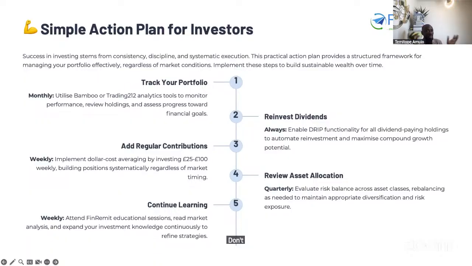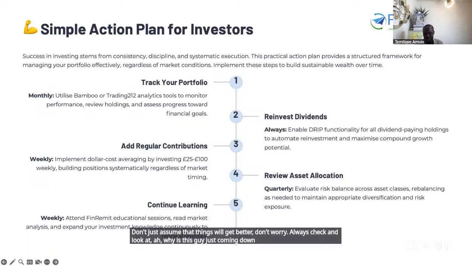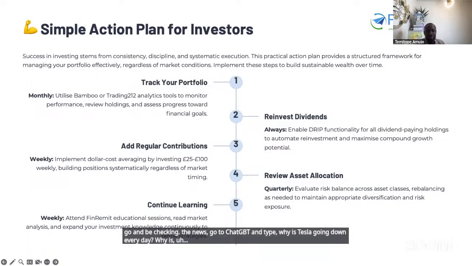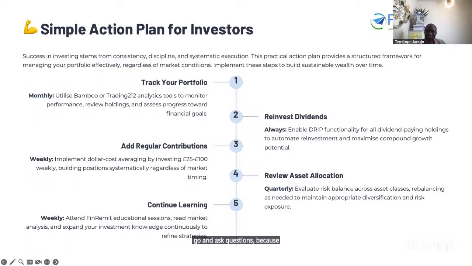Don't just assume that things will get better. Don't worry. Always check and look at, why is this stock just coming down for 2 weeks, for 3 weeks? They are just coming down. At that point, begin to go back to the drawing board. Go and check the news, go to ChatGPT and type, why is Tesla going down every day? Why is Toyota going down every day? Go and ask questions, because something significant might be happening. Maybe it is a serious crisis or whatever. At that point, you can just switch your investment from them to another company.